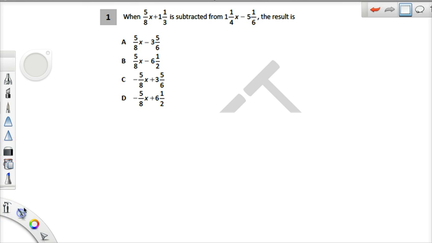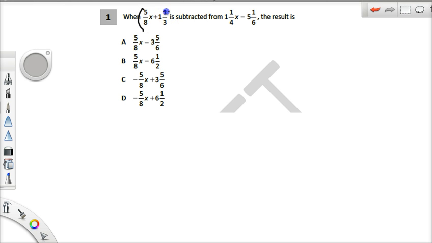Hey scholars, so here's another problem we'll look at. When 5/8 x plus 1 1/3 is subtracted from 1 1/4 x minus 5 1/6, the result is... and we have all of our choices over here. So let's see. First thing to do is basically look at what's happening.